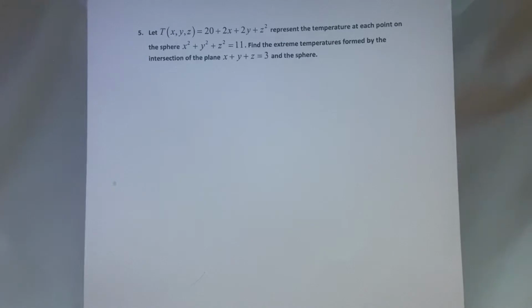So let T of x, y, z equal 20 plus 2x plus 2y plus z squared represent the temperature at each point on a sphere, x squared plus y squared plus z squared equals 11. Find the extreme temperatures formed by the intersection of the plane x plus y plus z equals 3 and the sphere. Okay, so we have these two constraints and we have a temperature function. It says the extremes, so we need to maximize and minimize. So we're expecting that there's going to be multiple different values here.